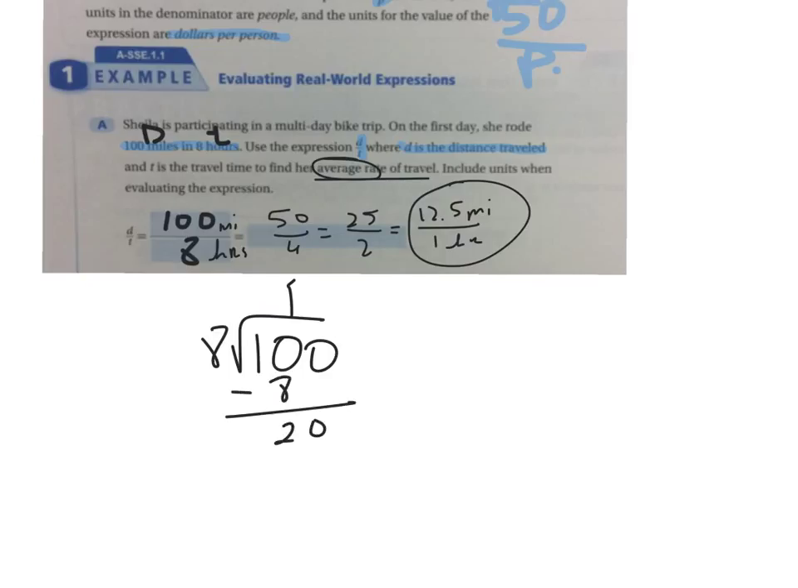Now, if you wanted to go the long way around it, you could use a calculator, or just take 100 divided by 8. It goes in 1 time. Subtract, bring down your 0. It goes in twice. That's 16. Bring down your 4. Bring down your 0. And it goes into 40 5 times, so 12.5 miles for every 1 hour. And that's your average rate of travel.